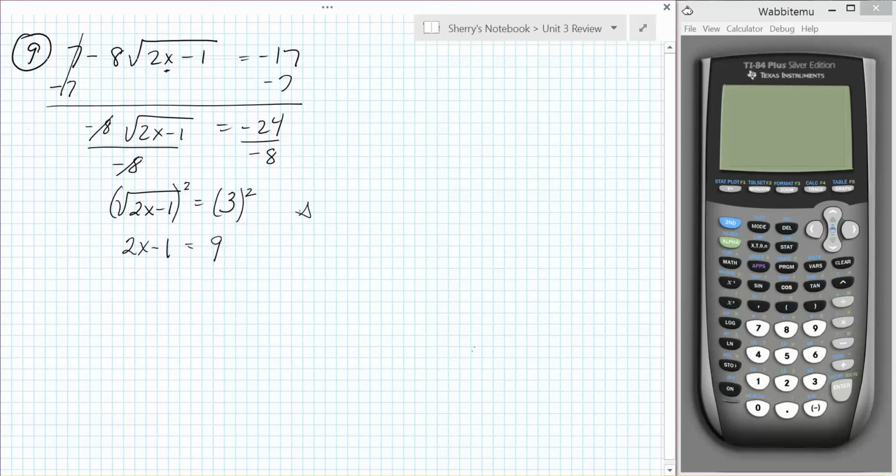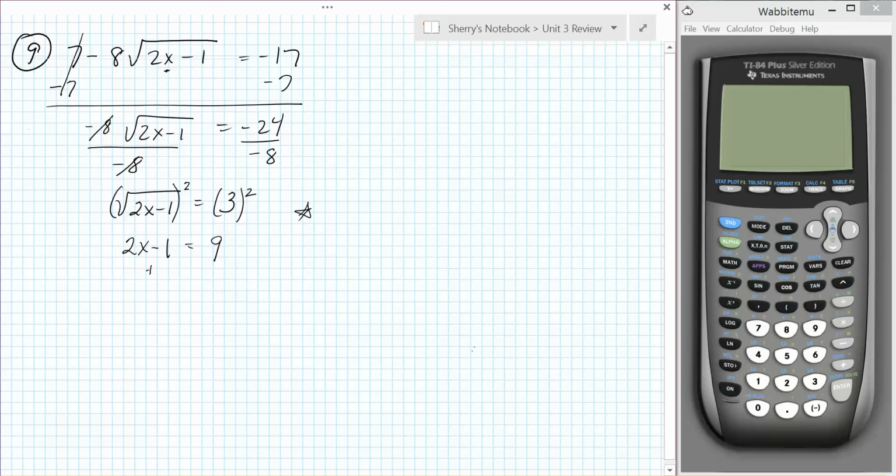Notice at this point, because I squared both sides of the equation, there's a possibility that I may have introduced an extra answer. So don't forget, when we finish this, we've got to check to see if our answer actually will work in the original problem. But at this point, we're just still plugging along. We just need to finish getting that x alone.